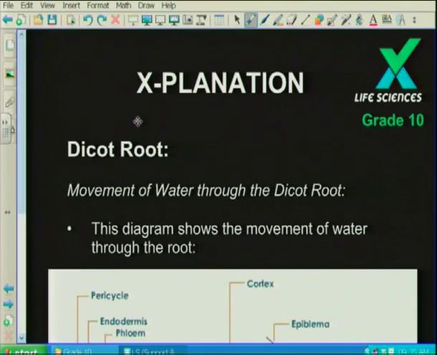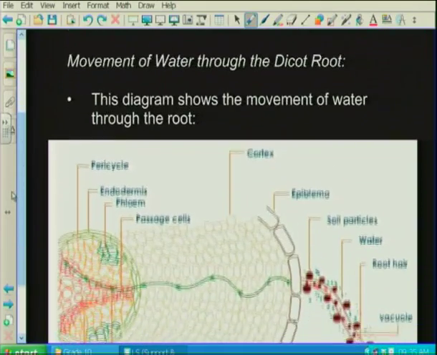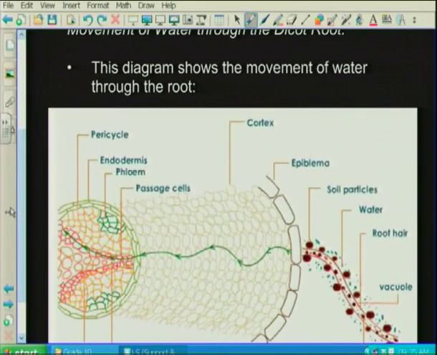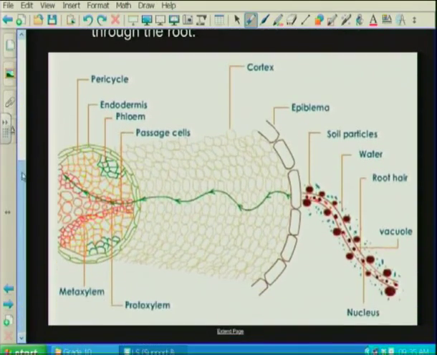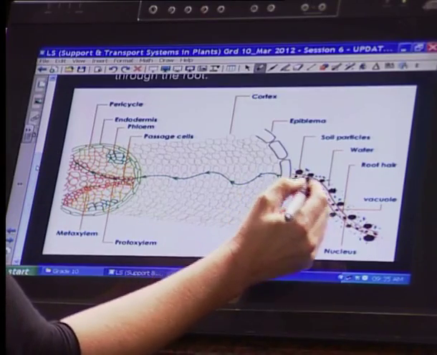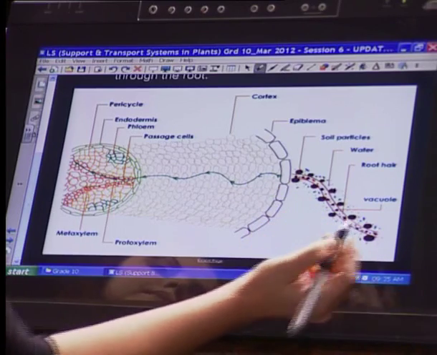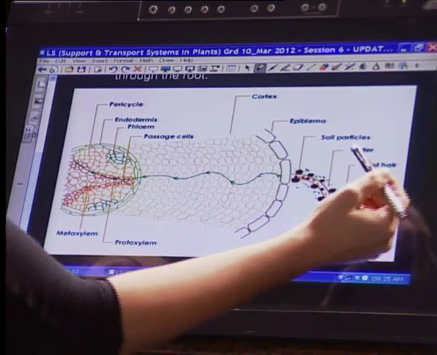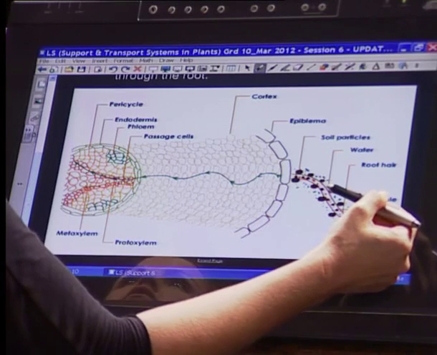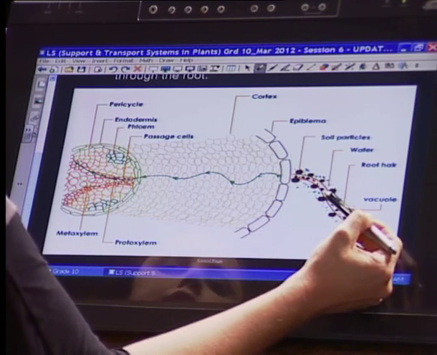Now let's look at the transport or the movement of water from the soil into the root to the stems. Now this diagram shows it very nicely. So basically what happens is, remember, this is now your root right there, your root hair that grows from the epidermis, and then this is your soil, little soil particles. Now what happens is the water that is in between the soil particles moves into your root hair.